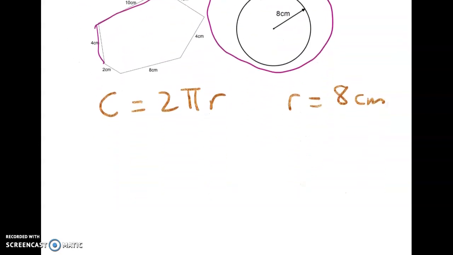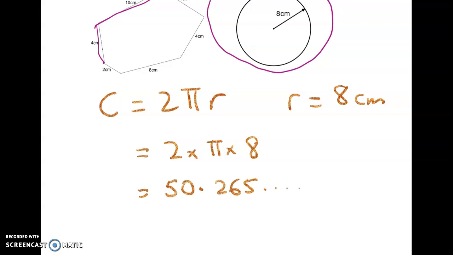So we substitute in r is 8, and we get 2 times pi times 8, and that gives me 16 times pi, and that comes out of my calculator as 50.265 blah blah blah, but I want to round it intelligently. So I'm going to round to 1 decimal place. I look at the next number. It's a 6, which is bigger than 5, so I go up. So we get 50.3 centimetres.